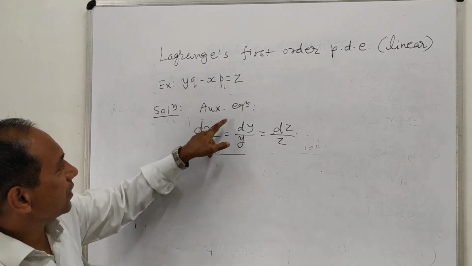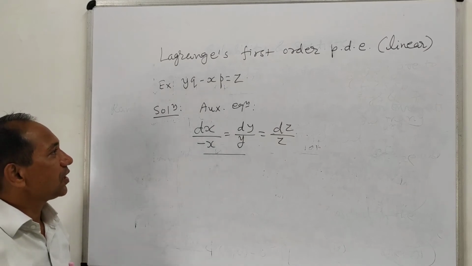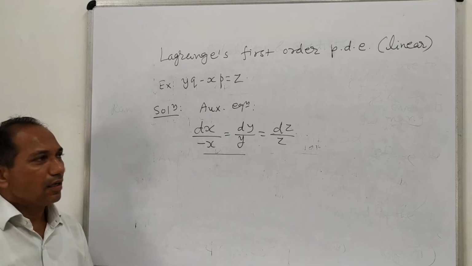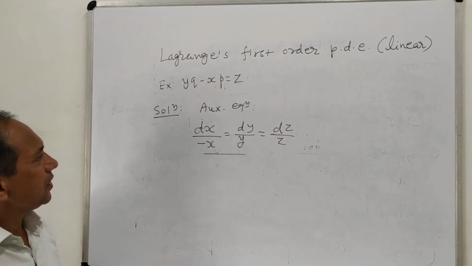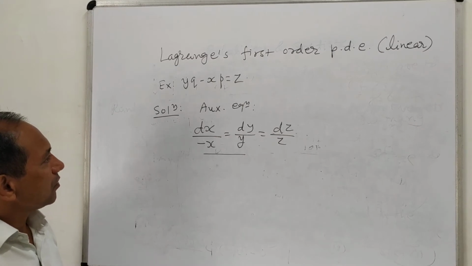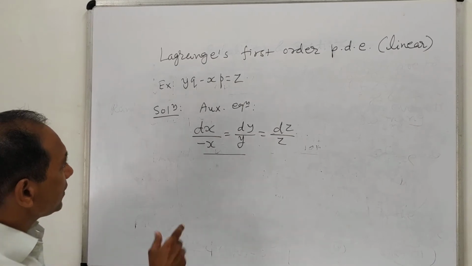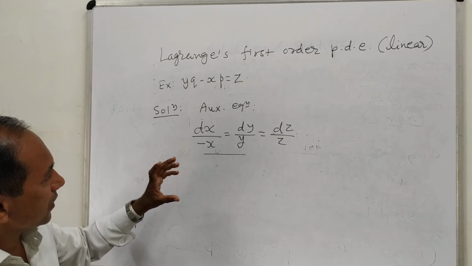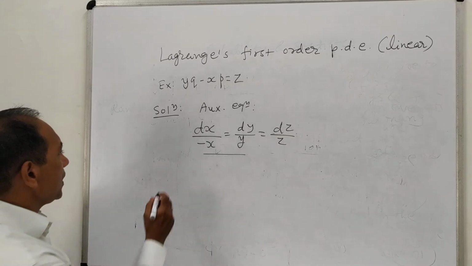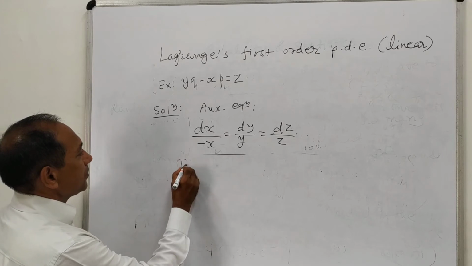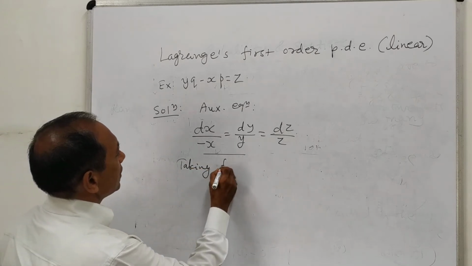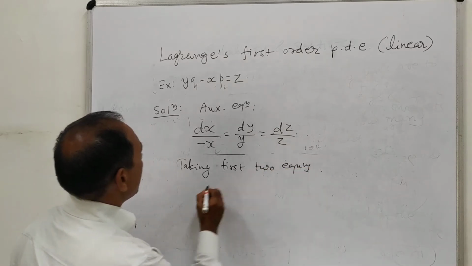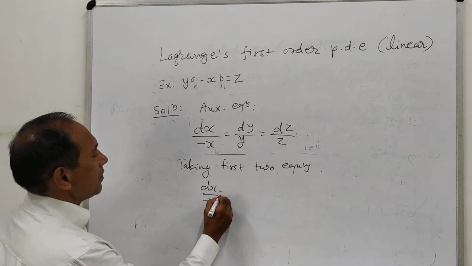Because whenever we consider the equations containing dx and dy only, then their functional form should contain x and y only. Then x and y we can bring together with dx and dy wherever we want, but z should not be there. Otherwise, if z is written, then z should be cancelled. So first method tells us that consider pair of two equations. So here we will consider taking first two equations, we get dx upon minus x equal to dy upon y.